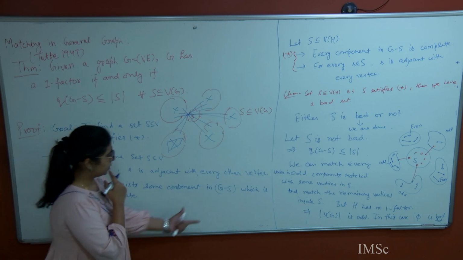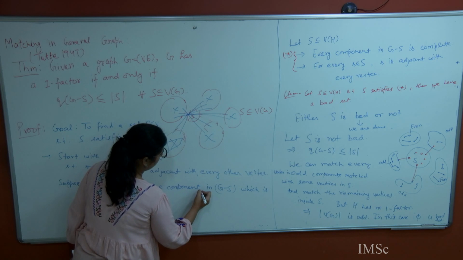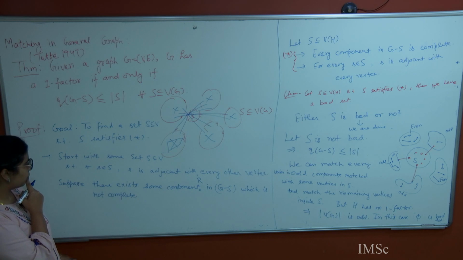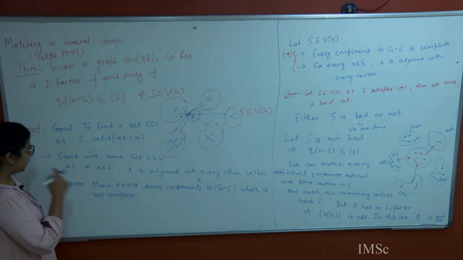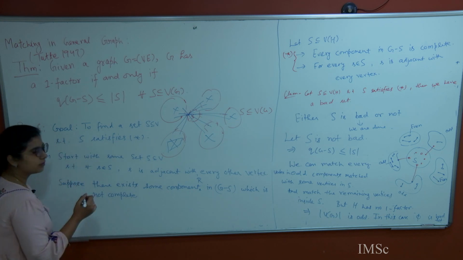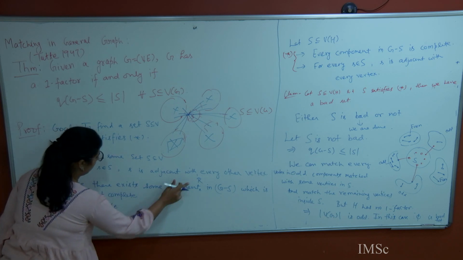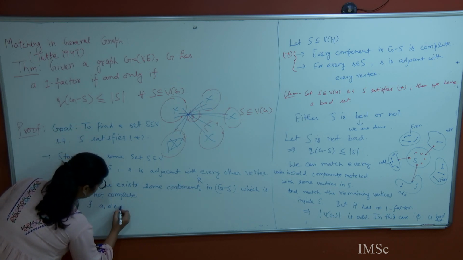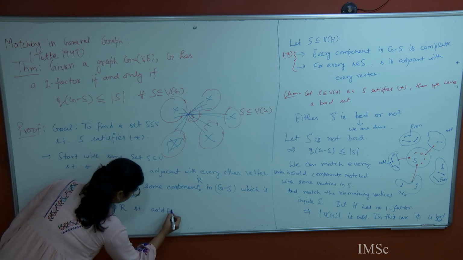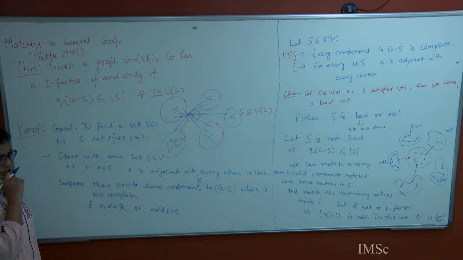Okay. So I have some component, let's call it R. So I have some component which is not complete. That means, what does it mean? That there exists some pair A, A prime in this component R such that A prime is not adjacent to A. Okay.